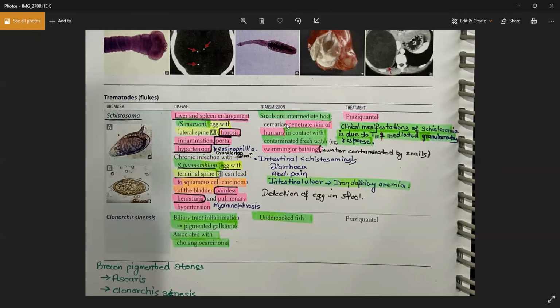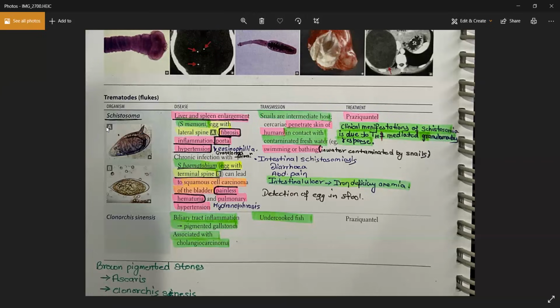And Step 1 will ask you why you are getting symptoms in case of schistosoma. So please note down that it is not due to the parasite itself, but due to the granulomatous response which is generated against the schistosoma. Very important. It is due to the granulomatous response, the granulomatous inflammation that is generated against the schistosoma that is causing the symptoms, not the parasite itself.